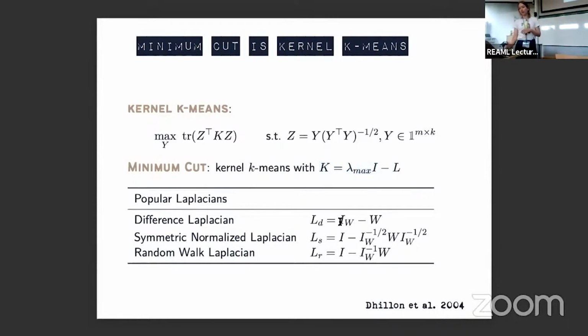So for example, the difference Laplacian is the one which gives you basically the connection from similarity clustering and minimum cut clustering. Then in practice, usually the symmetric normalized Laplacian is used because it's just more robust to noise. But you can also use the random walk Laplacian, which again gives you a new interpretation of your clusters.